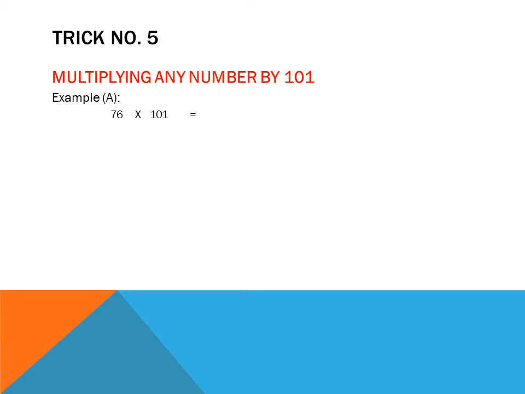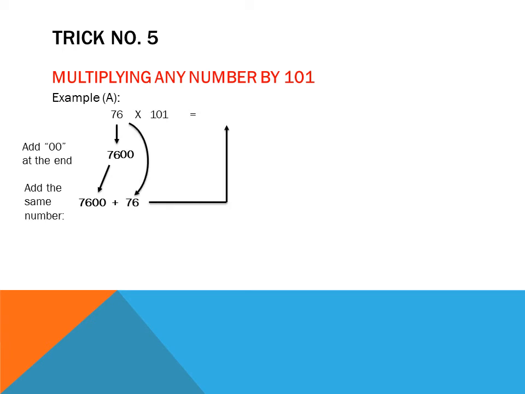now the next slide, trick number 5, multiplying any number by 101. Let's take an example, 76 multiplied by 101. Take 76, add double zeros at the end. Okay, so 7600, and now add the same number to this resultant value. This forms the result of this multiplication. Okay, so 7676 is the answer.